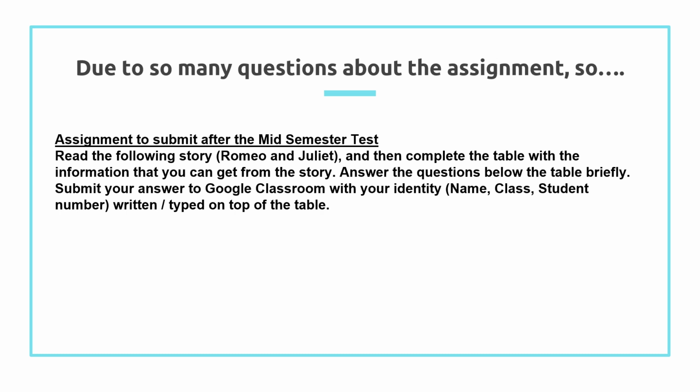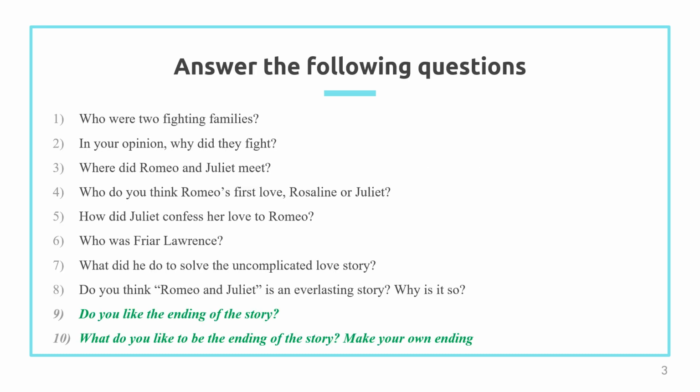As you have read here, for the assignment to submit after the mid-semester test, you have to read the story about Romeo and Juliet and then complete the table with the information that you can get from the story. You have to answer the questions under the table briefly and then submit your answer to Google Classroom with your clear identity.